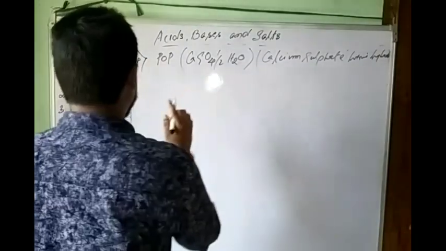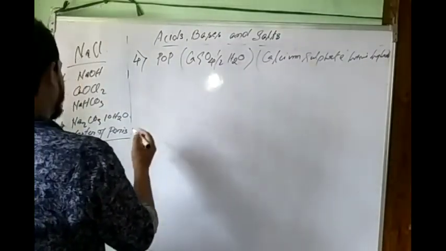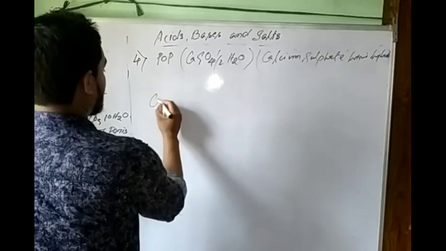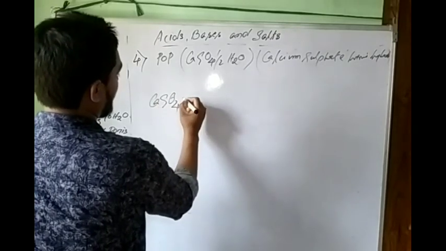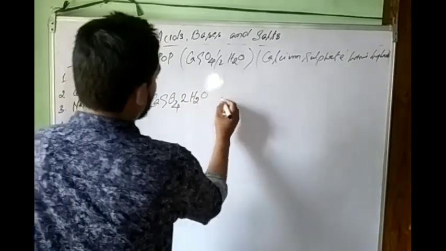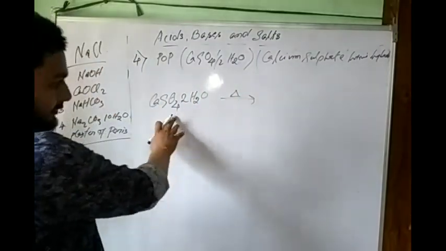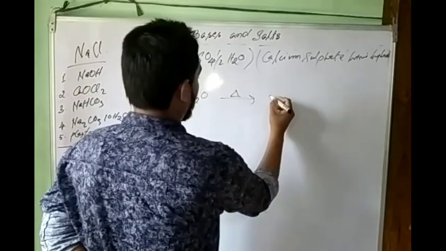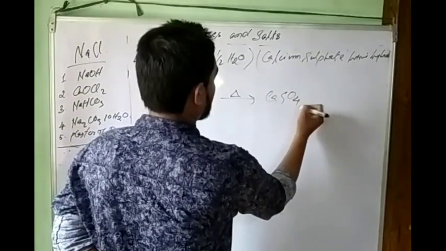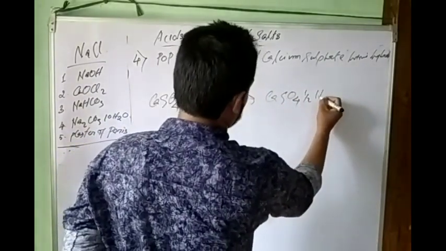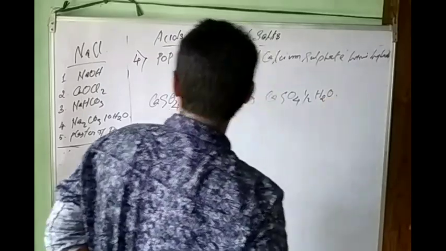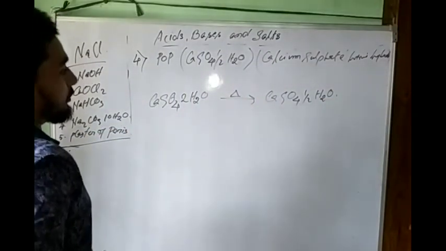Now this can be prepared simply by heating gypsum. The chemical formula of gypsum is CaSO4·2H2O. If you heat this gypsum, it will convert into plaster of Paris. So by this way we can prepare plaster of Paris.